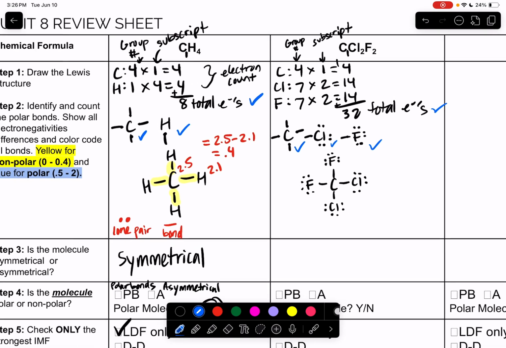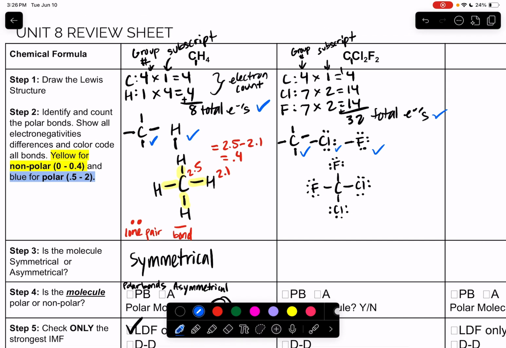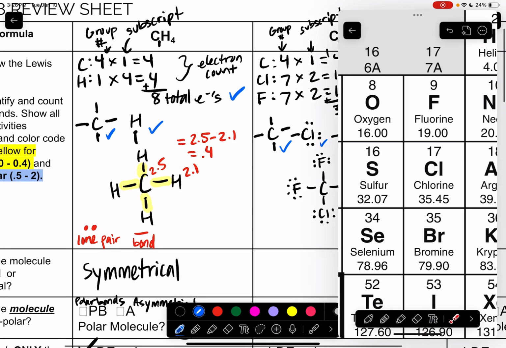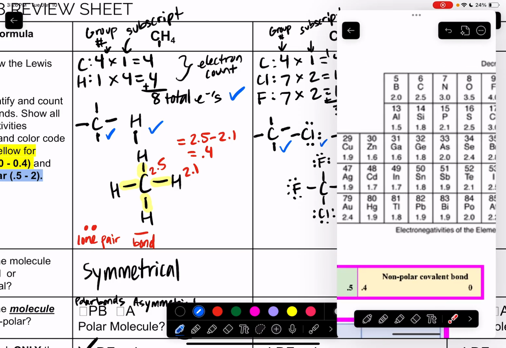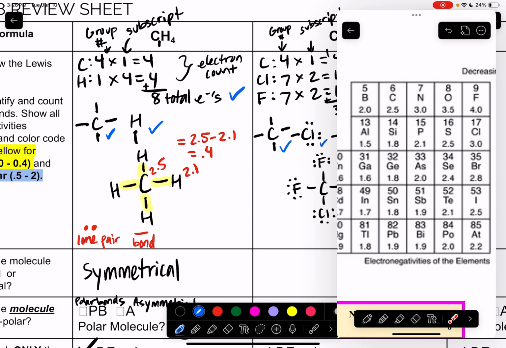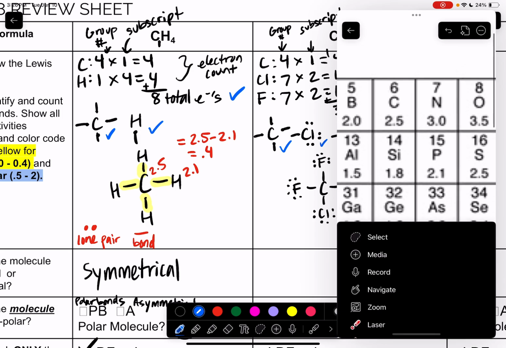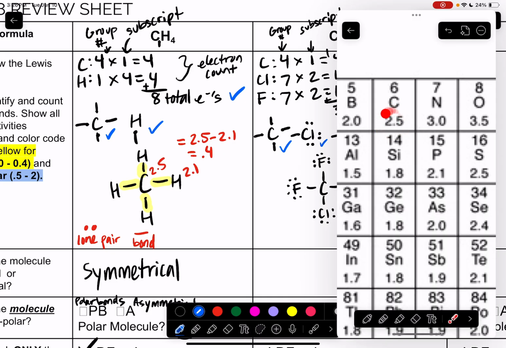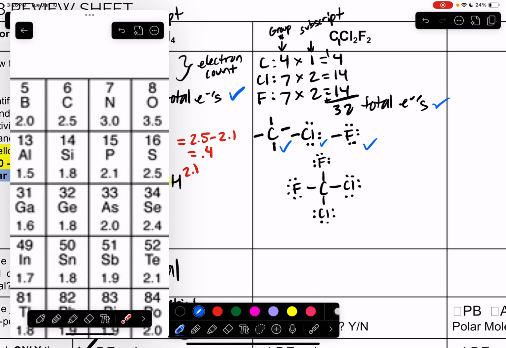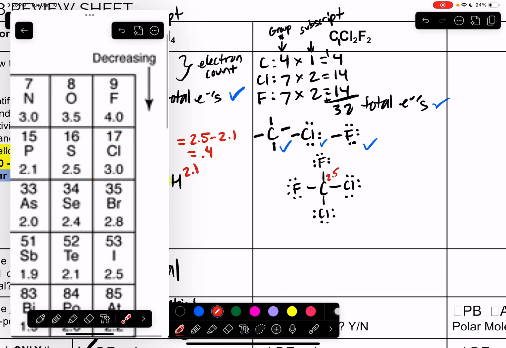So the next step is counting and highlighting my polar and nonpolar bonds. So this again is when I'm going to need my electronegativity chart. So I'm going to write down the electronegativity values for each atom. Carbon is 2.5, chlorine is 3, and then fluorine is 4.